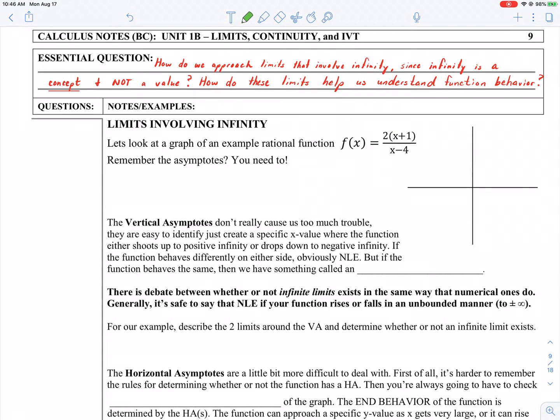So how do we approach limits that involve infinity? Infinity is not an actual numeric value, it is only a concept. And then how do these limits help us understand the behavior of a function?